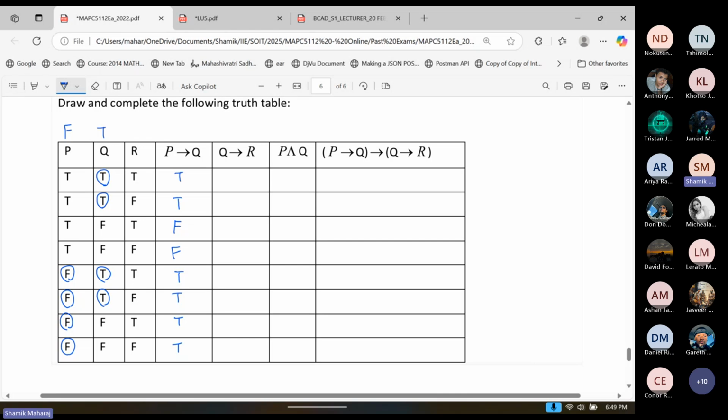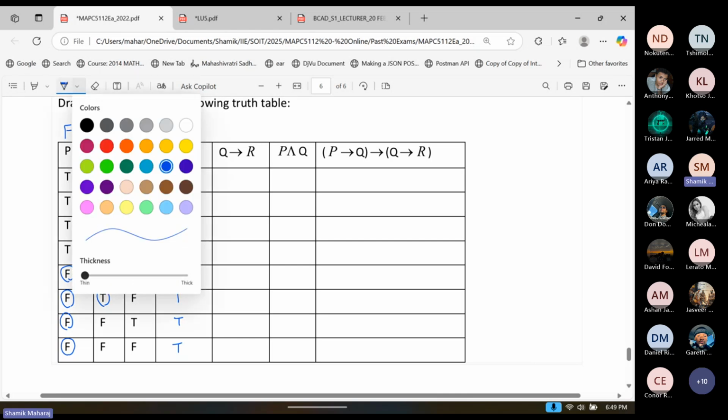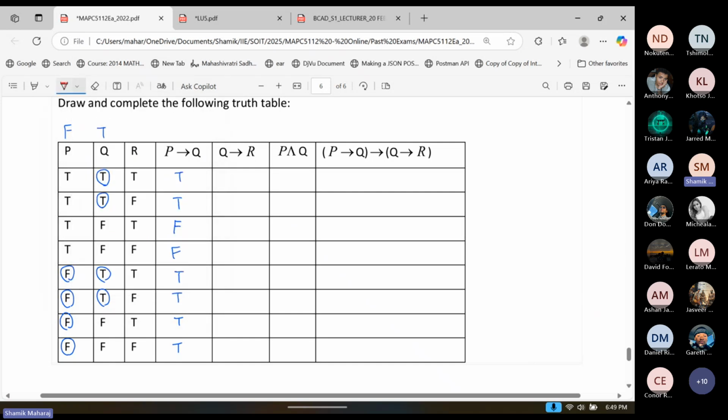Okay, so now can we do the same thing for the if Q then R? Of course we can. Change color so we don't confuse ourselves. So as I said, the rule for this is the first part needs to be false and second part needs to be true. So the Q needs to be false and the R needs to be true. So let's follow that train of thought.